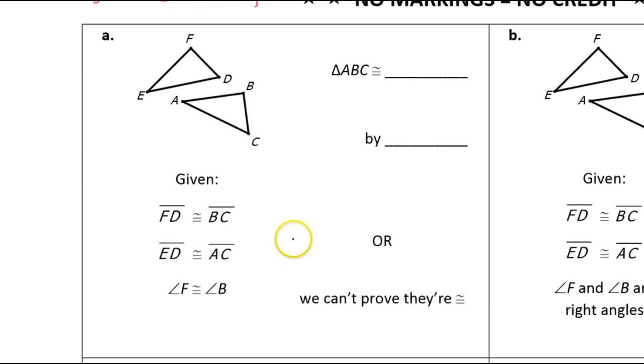On this first one, we are given FD is congruent to BC, so let's mark those. ED is congruent to AC. And finally, angle F is congruent to angle B. So what I have is 2 sides and the non-included angle.